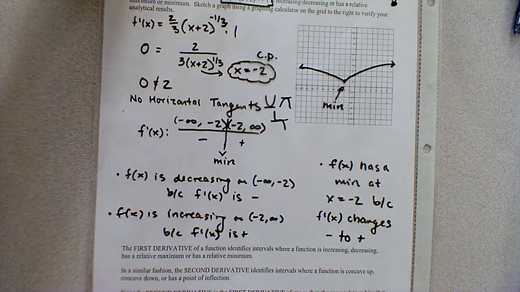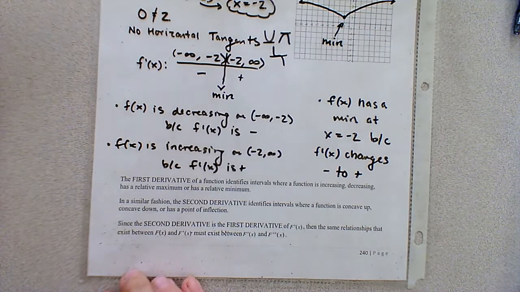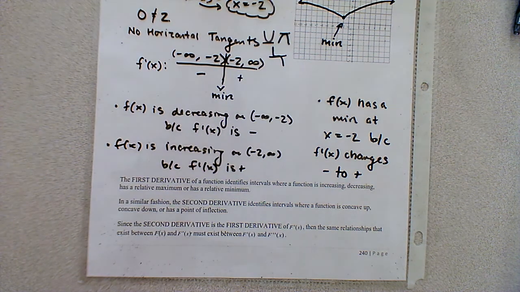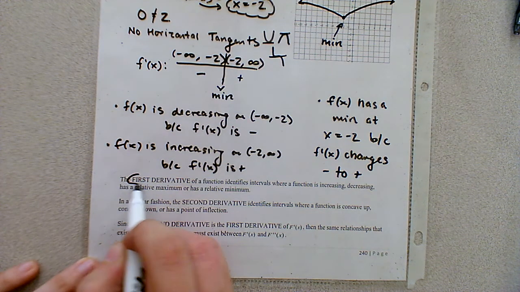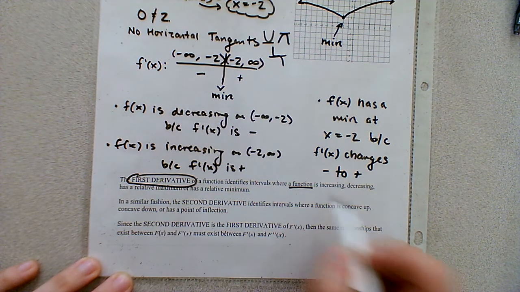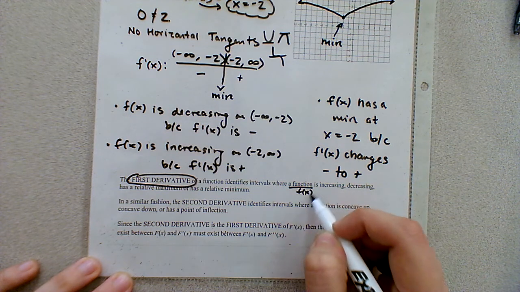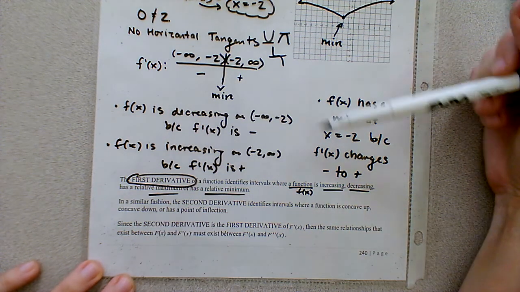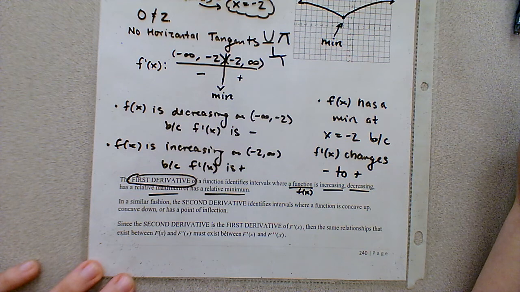So what this is leading into is a connection to a second derivative. What if we were to look at that information? What if we were to do a sign chart for the second derivative? And we're going to look at those connections between first derivative, second derivative, and even the original function. So up to this point, we know that a first derivative tells us where an original function, f of x, is increasing, decreasing, or has a max or a min. That's what we just did in these past two examples.